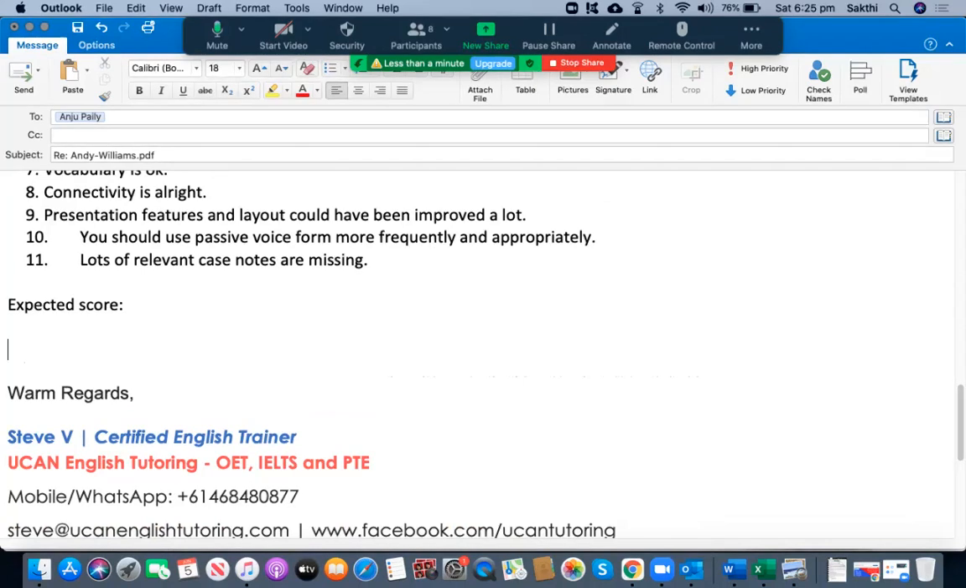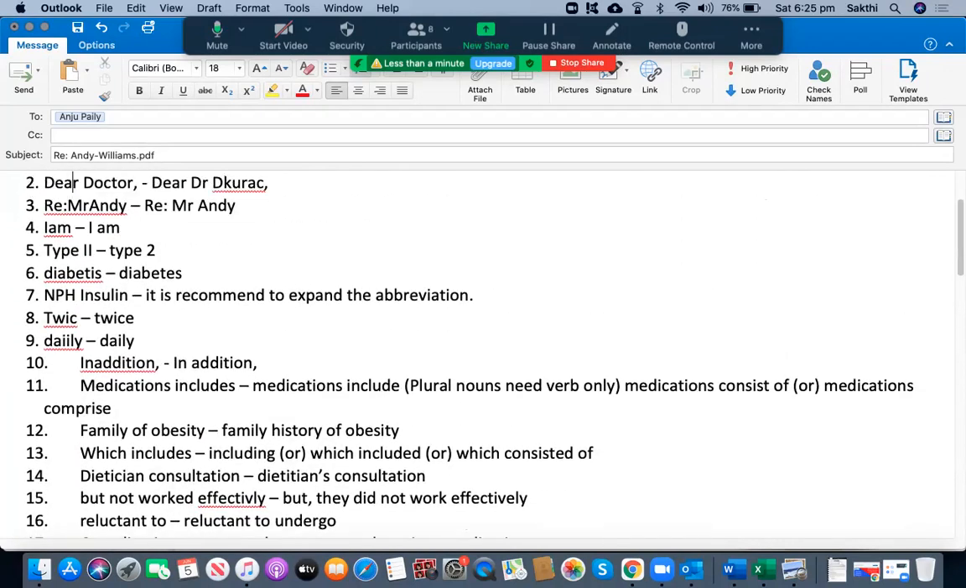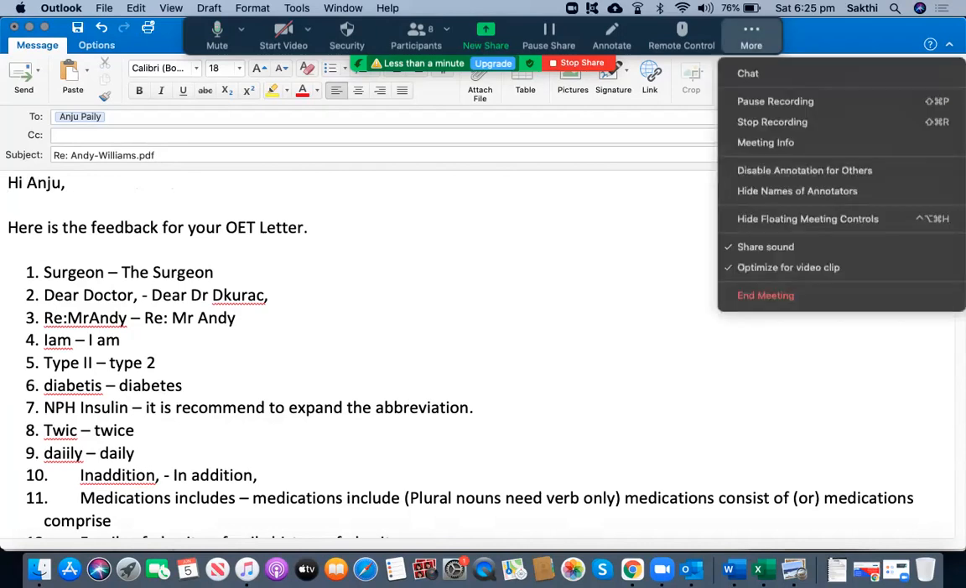According to me, this could be 240 out of 500. I know it may be disappointing, but don't worry, because you have been writing after a long time. Okay, so you go through this and then understand these mistakes. Most of the mistakes were committed by you in the past as well. Okay. Stay positive. Okay, you will definitely improve. Okay. Thank you so much.